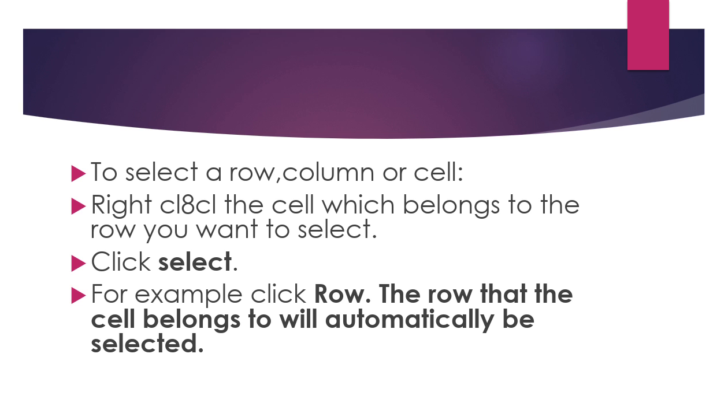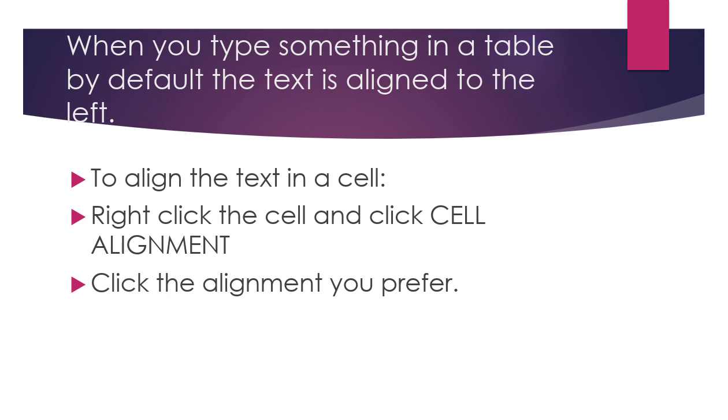To select a row, column or cell, right click the cell which belongs to the row you want to select. Click Select. For example, click Row. The row that the cell belongs to will automatically be selected.